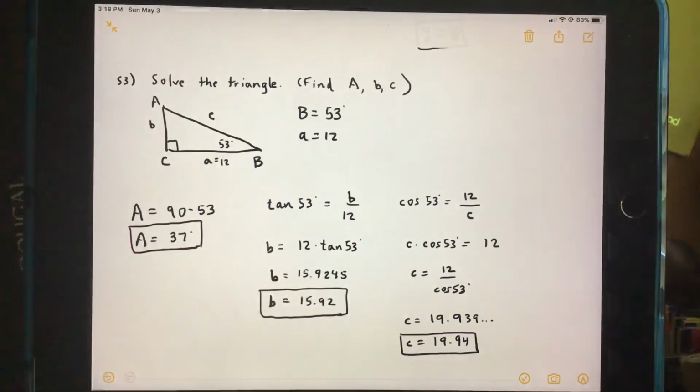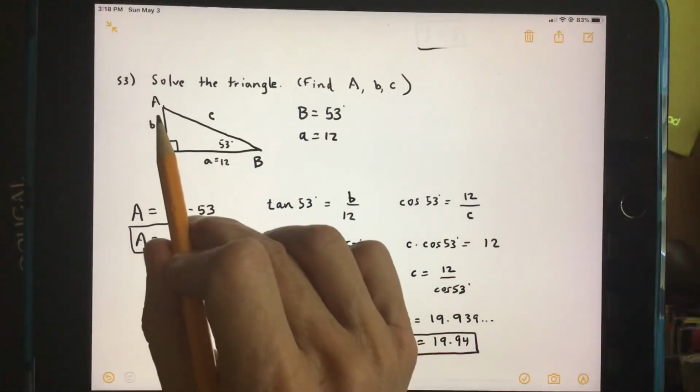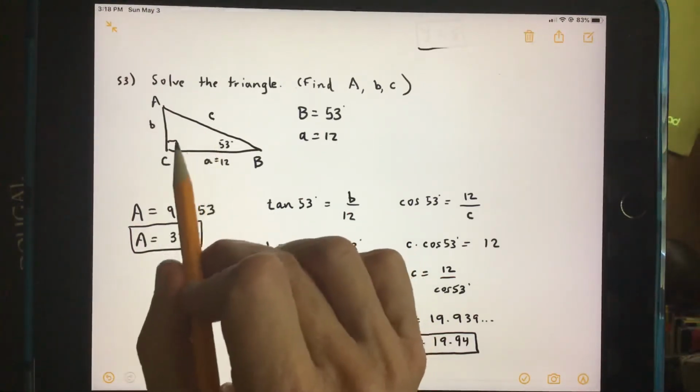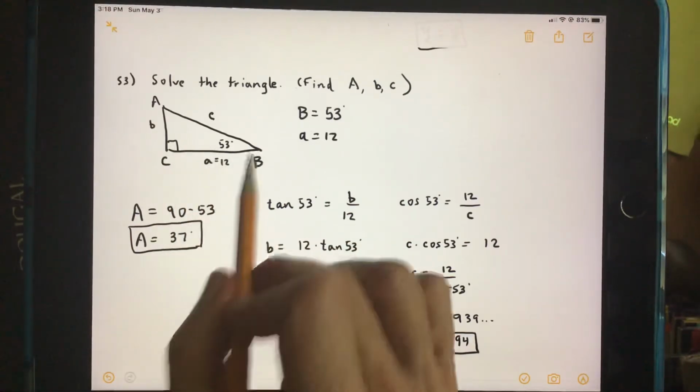Remember, these right triangles, when we are solving a triangle, are always labeled a very specific way. The little a is always opposite of angle A. Little c is always opposite of angle C, and little b is always opposite angle B.